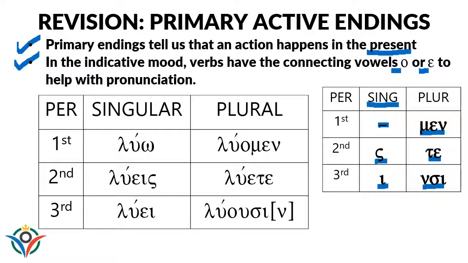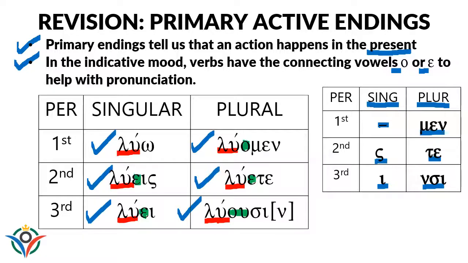And so what we have done is we've taken these primary endings and attached them to a stem. And the stem that we have been working with is lu. So let me underline the stem for you. Let me also highlight the connecting vowels. So it's either the epsilon or the omicron. All right, there we have a diphthong for the third person plural. Right, so let me remind you of the primary active endings using lu. The first person singular is luo, second person singular is lueis, third person singular is luei. The first person plural is luomen, second person plural luete, and third person plural is luousin.